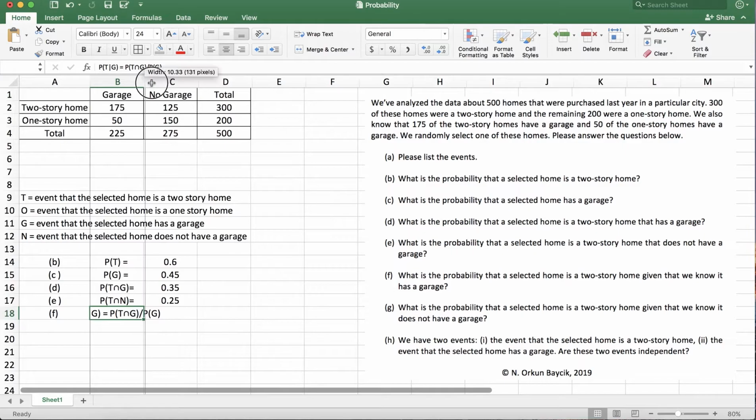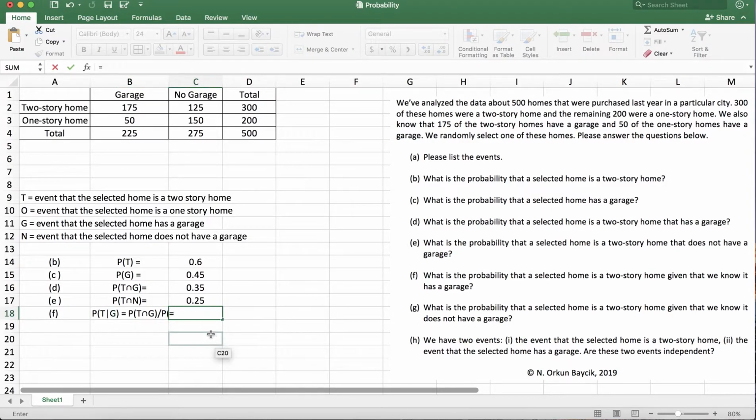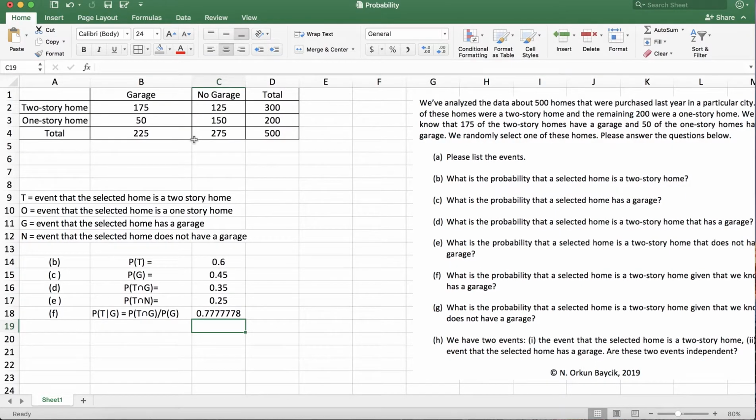So this is the formula. So the joint probability of these 2 events divided by the event that is given, okay? So the joint probability of these 2 events we already calculated in part D, divided by the probability of G, which we calculated in part C, okay? So the answer is going to be 0.77. Okay.